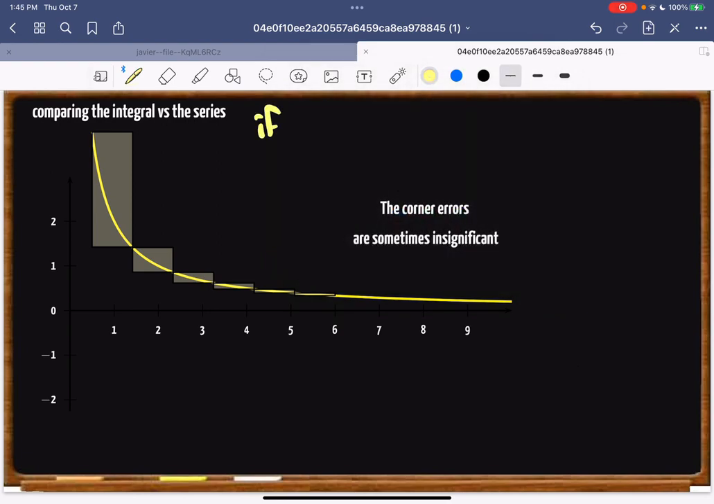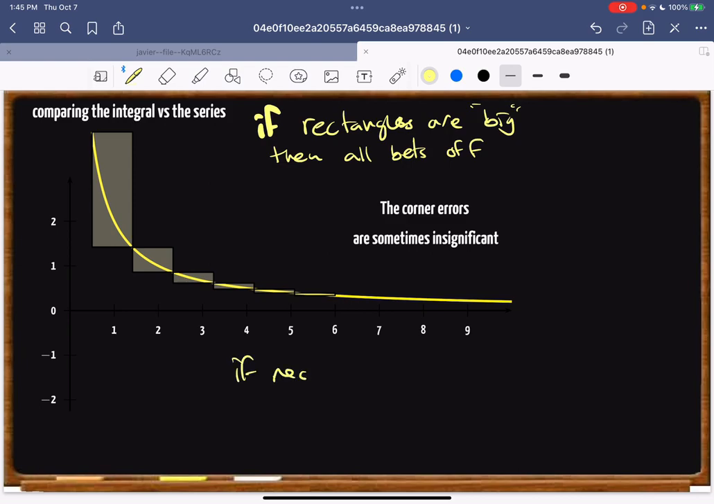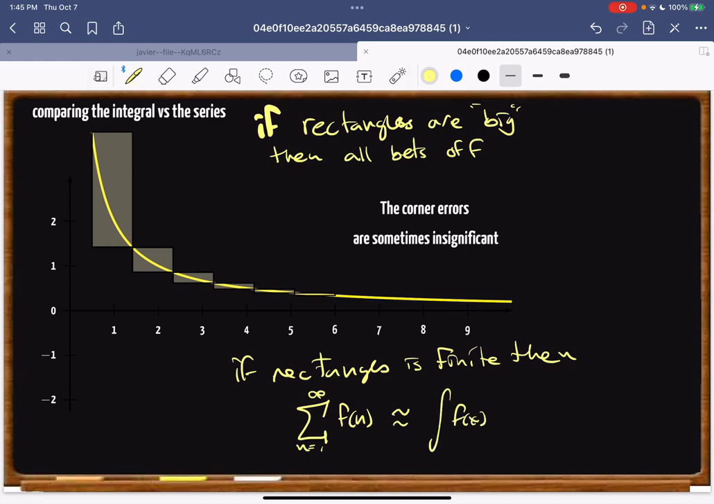If the rectangles are big, whatever that means, then all bets are off. We know nothing. But if the sum of all the rectangles, of all the areas, is some finite amount, then there's this clear connection: the sum of the discrete function will behave exactly the same as the integral version of it.